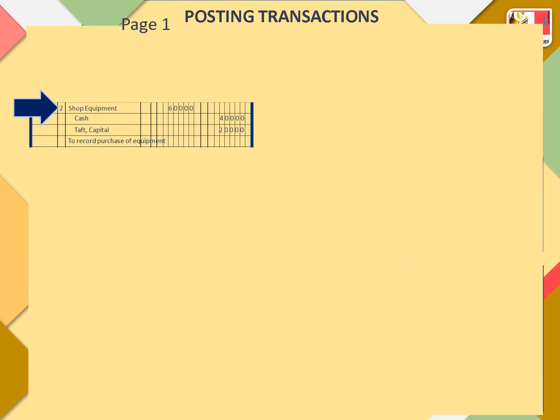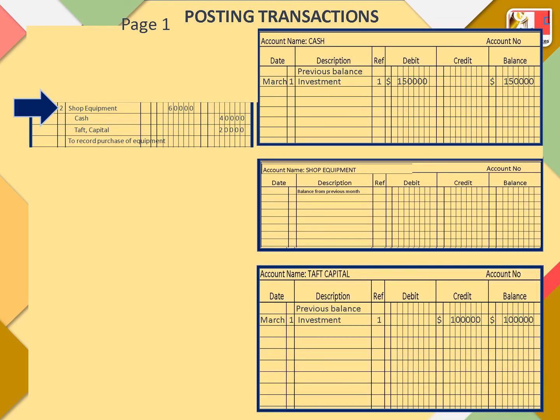Posting the March 2 journal entries, there are 3 accounts involved. Always start with the debit first, which is the shop equipment. Then followed by the credits, which are the cash ledger account and Taft Capital ledger account.